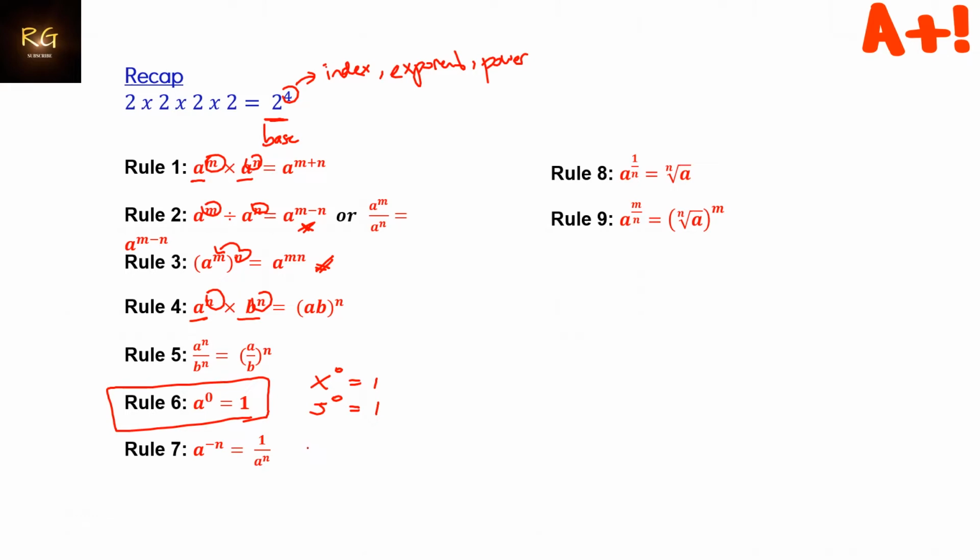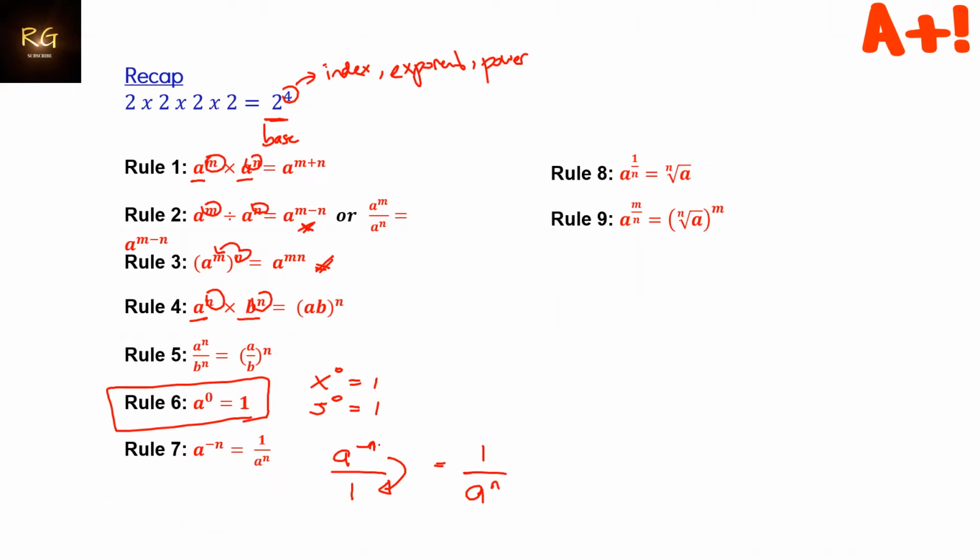Rule 7 is pretty simple, even though it seems to be complicated. Whenever we see an index that involves a power that has a negative in it, or doesn't have a negative, doesn't matter, we can change it to become a fraction. How can we do that? For example, a to the power of negative n. We can write it in the form of a fraction. We can move this a to the power of negative n to the denominator by just changing the sign of the power. So it will become 1 over a to the power of n.